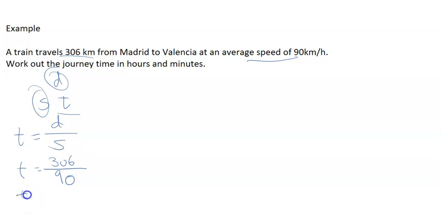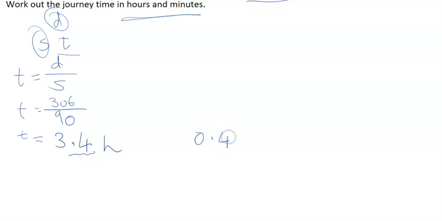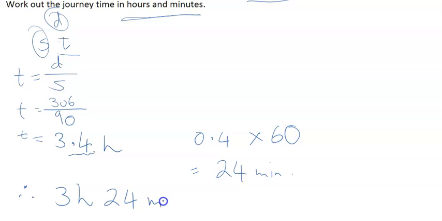Great, so time therefore equals 3.4 hours. But the question asks for hours and minutes. So we need to make sure we take our 0.4, we just take the 0.4 and we multiply by 60, as instructed earlier, and that is going to be 24 minutes. So therefore the answer is 3 hours and 24 minutes.